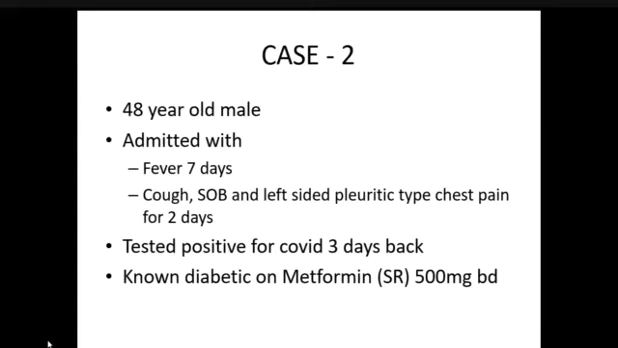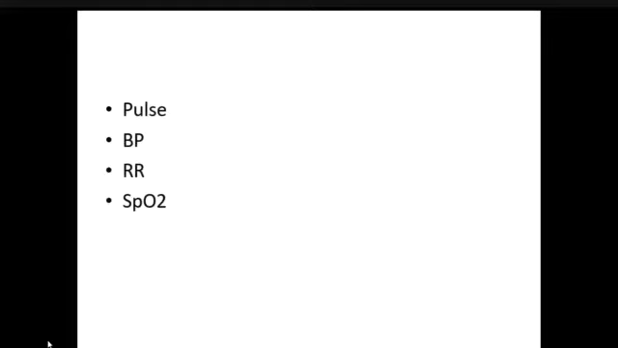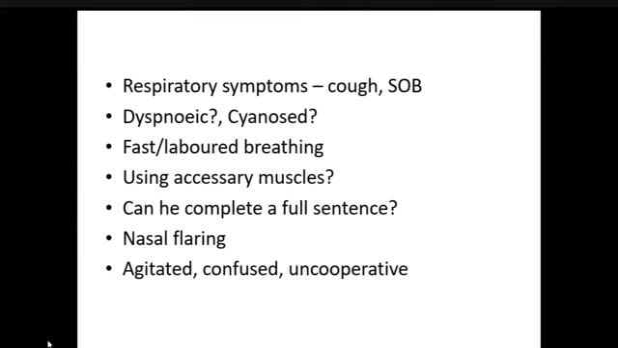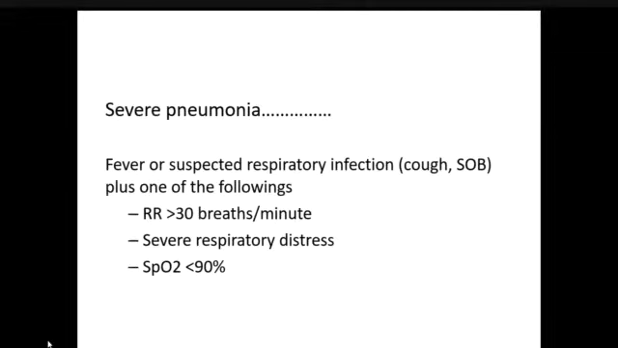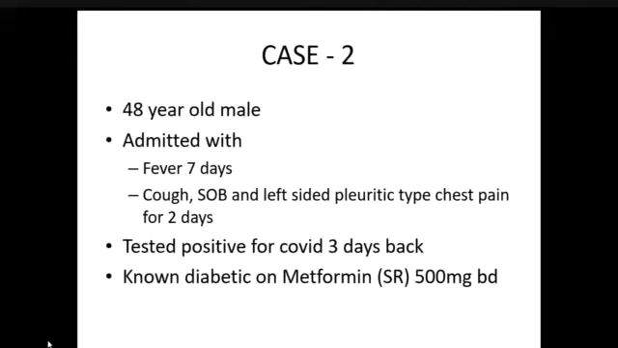So the important points actually, as we discussed for the first patient, we have to look at the respiratory symptoms, cough, SOB, whether patient is dyspneic or cyanosed, and again the fast breathing, labored breathing, whether patient is using any accessory muscles, and to see whether he can complete a full sentence, nasal flaring, agitated, confused, those things we have to look for. And the pulse, blood pressure, respiratory rate, and the saturation, very important.